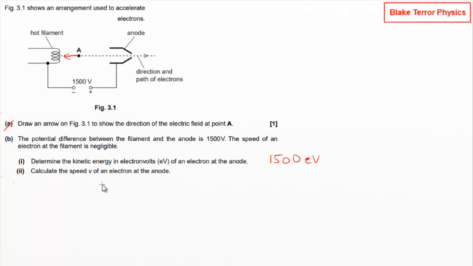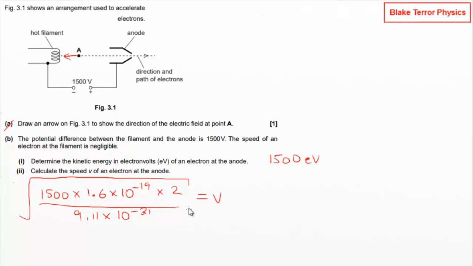Calculate the speed v of an electron at the anode. Right, okay, so now we're doing our half mv squared is equal to this. So we need to change from electron volts into joules. So we're going to do 1500 electron volts multiplied by the charge on the electron, this is our joules per coulomb, multiplied by coulombs is giving us our joules. Now that's equal to half mv squared. So if we multiply that by 2 and divide it by the mass of the electron, then that's going to give us v squared. And then we just need to square root it all, is going to be giving us our v. You'll be doing this so many times in these sort of questions.